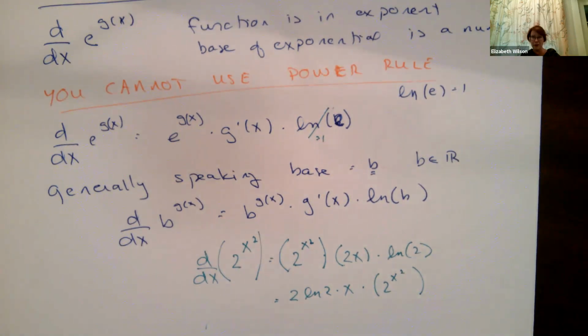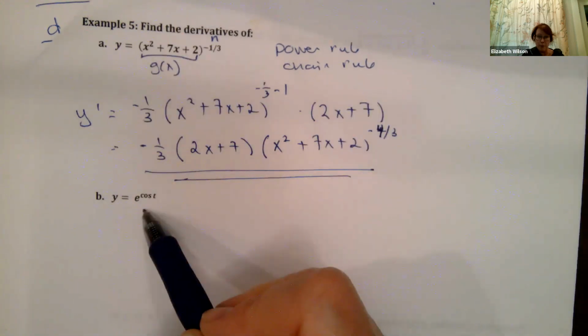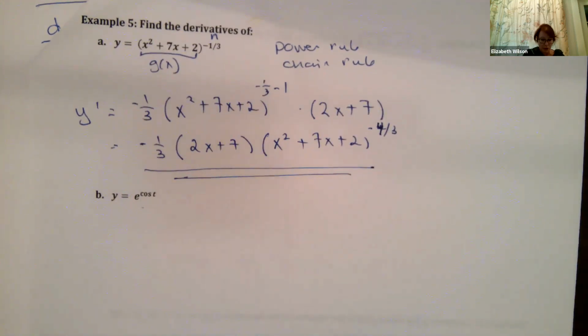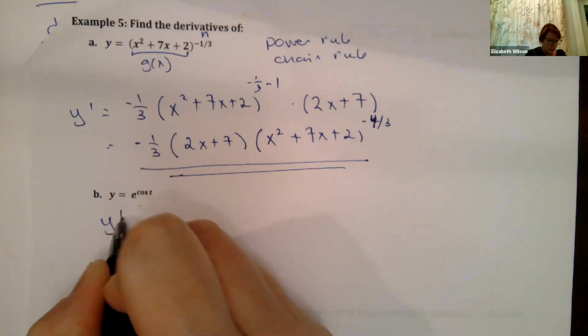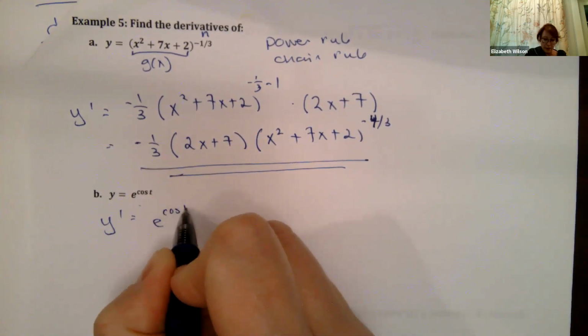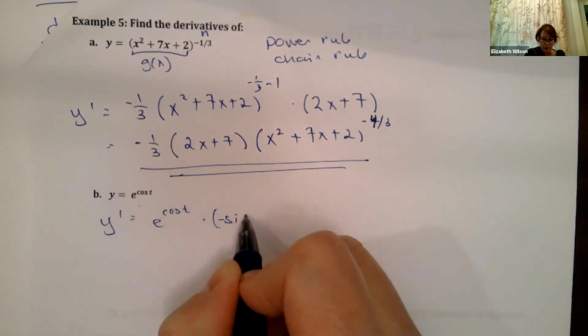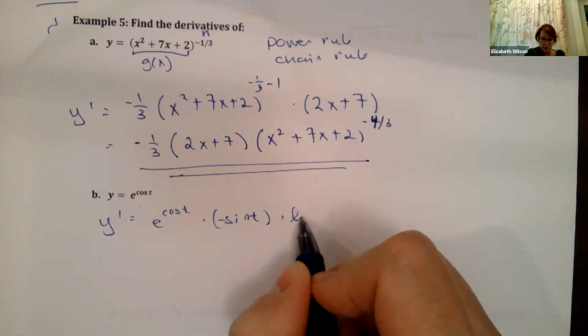So make sure you're aware when you're dealing with a polynomial, which is x raised to some number, or an exponential, which is some number raised to the x. Example 5, part B is an exponential function. So I want to take my derivative here. I repeat e to the cosine of t times the chain rule. Derivative of cosine is minus the sine of t, and I'll put the natural log of e.